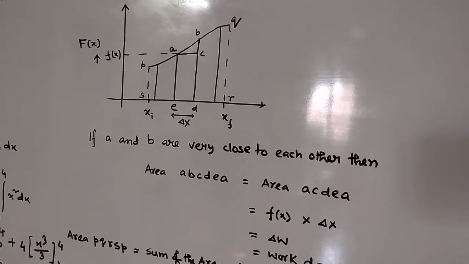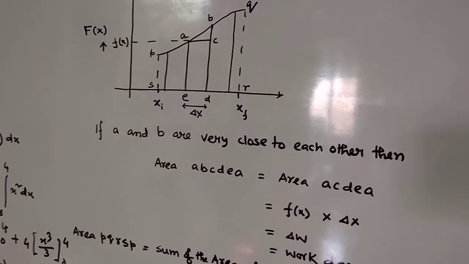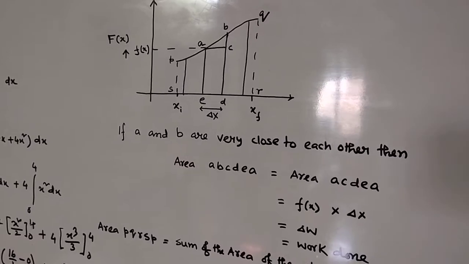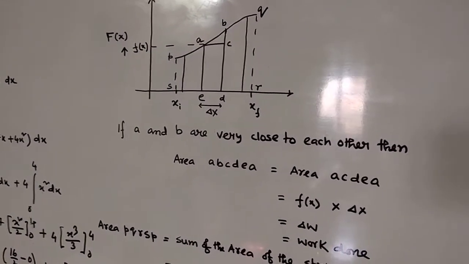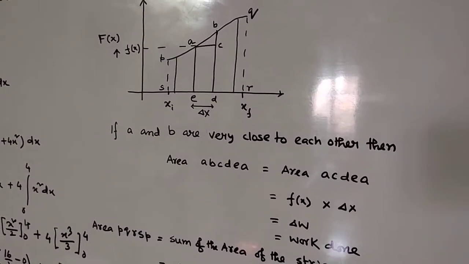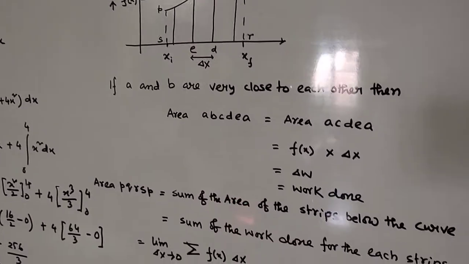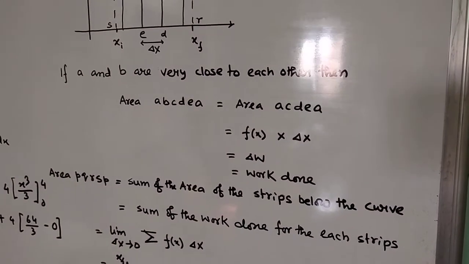into strips considering any 2 points which are very close to each other, then in each case you have to find the work done and sum up the work done. And sum of the work done means you have to find the area of each strip and sum up the area. Then you will get the total work done, and the total work done is nothing but the area bounded by the curve with the displacement axis.